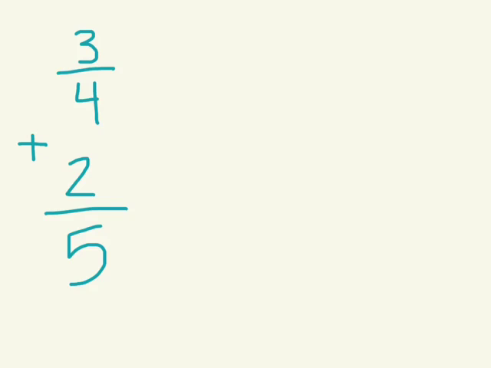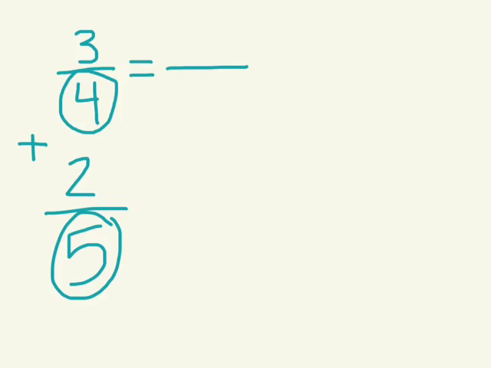So our first step, we see that 4 and 5 are not the same. They're not common. We need a common denominator. So I'm going to make an equivalent fraction for each of them, so I'm not changing the value. I'm just making an equivalent fraction. I need to figure out what number 4 and 5 both go into. What number are they both factors of?